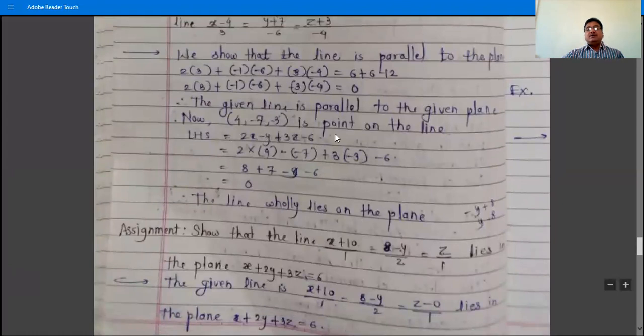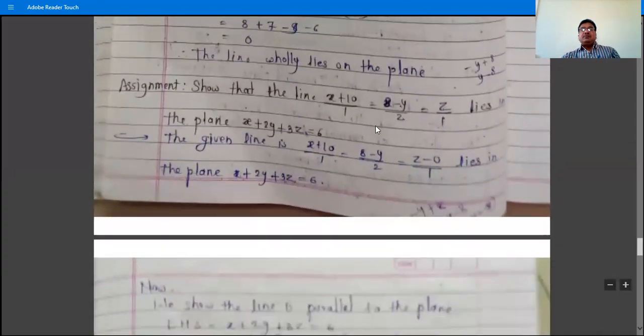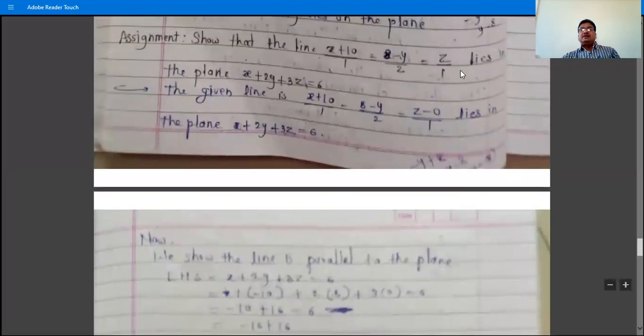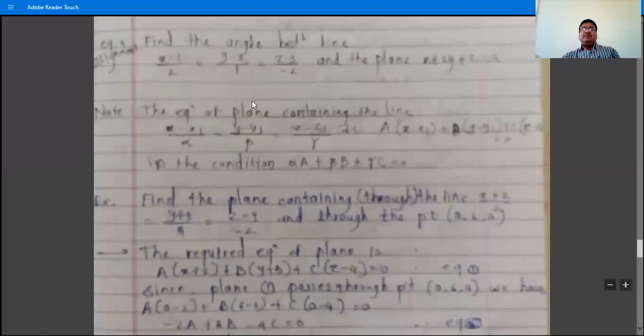Therefore, once one point on the line lies on the plane, then all the points on the line lie on the plane, because the line is parallel to the plane. This part shows that the line is parallel to the plane. So once one point on the line lies on the plane, all the points on the line also lie on the plane. That is, the line is wholly contained in the plane. So this is the problem for assignment: show that the line lies in the plane. So find the angle between line and plane is the problem.